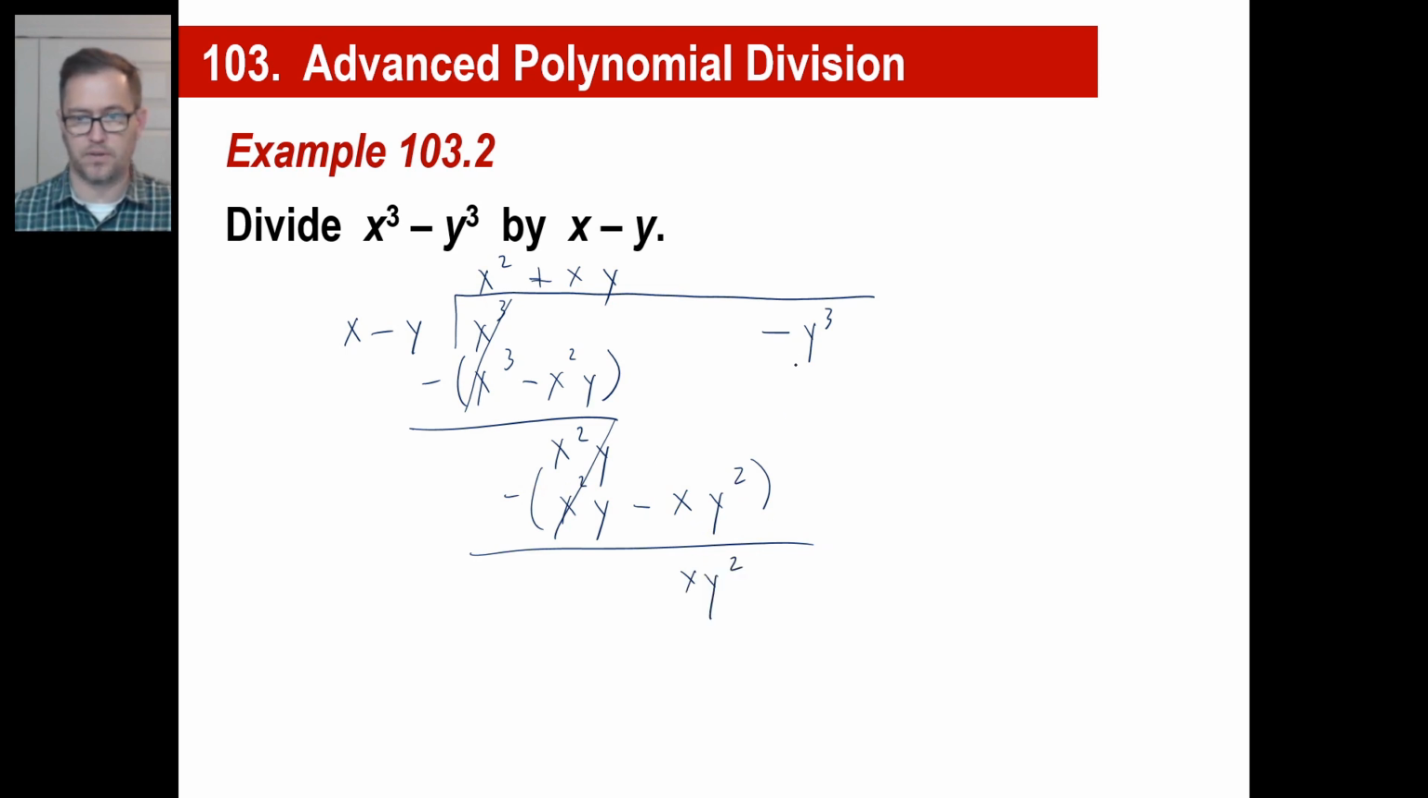And then we'll go ahead and drop down here negative y to the third, like that. Now let's go ahead and get x into xy squared. And the answer to that is just plus y squared. Let's multiply this by both of these. The first thing is always going to be the same as it always is. And y squared times negative y is negative y to the third. Those subtract out perfectly, and there's no remainder. So there we go.